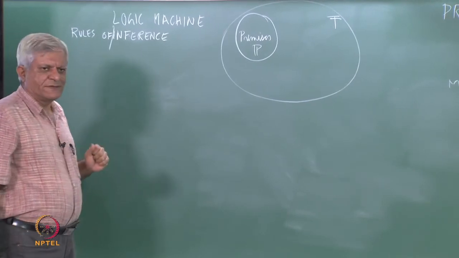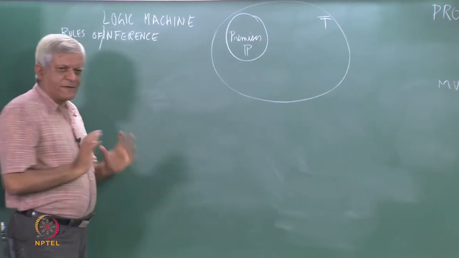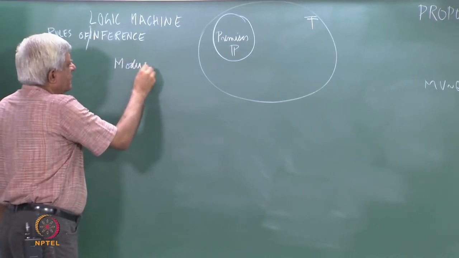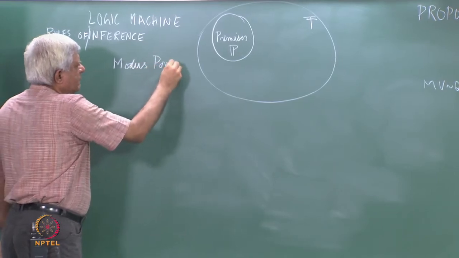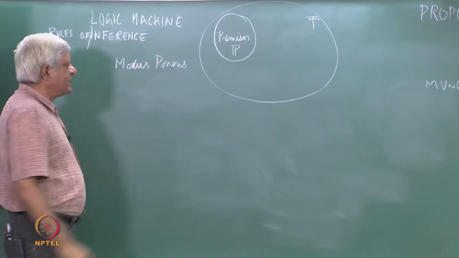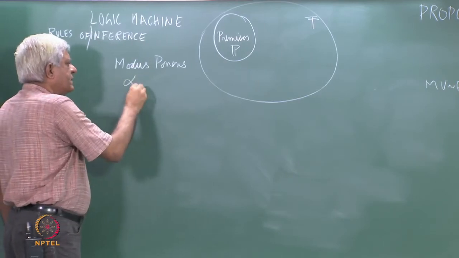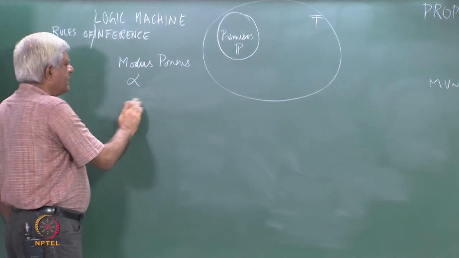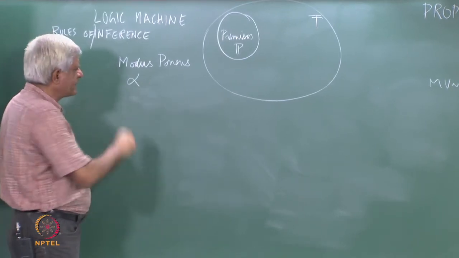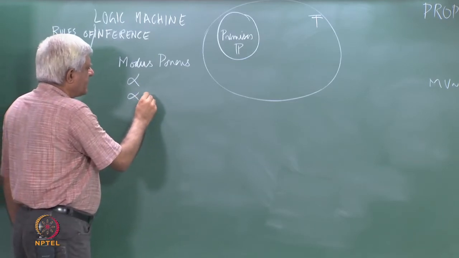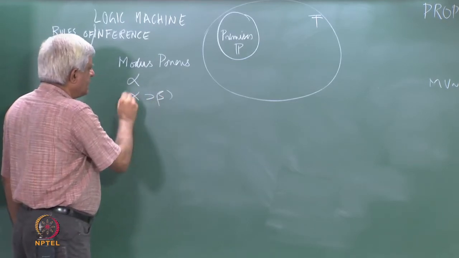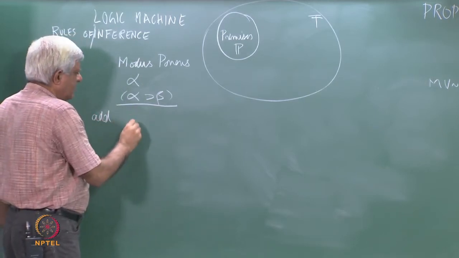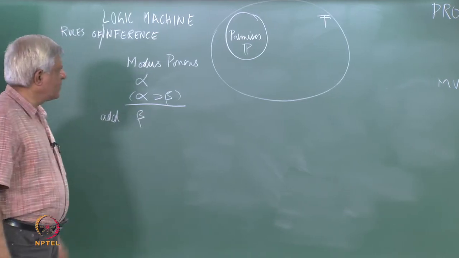So, what is the rule of inference? The rule of inference is a pattern, and the most popular one that no doubt you are familiar with is called modus ponens, and modus ponens says that if you can see a sentence alpha, and this sentence belongs to the set of sentences that we have, and if you can see a sentence alpha implies beta, then you can add the sentence beta. What do I mean by this?